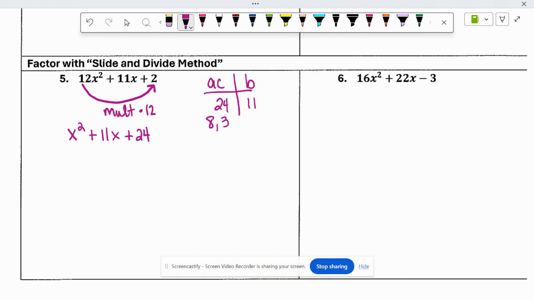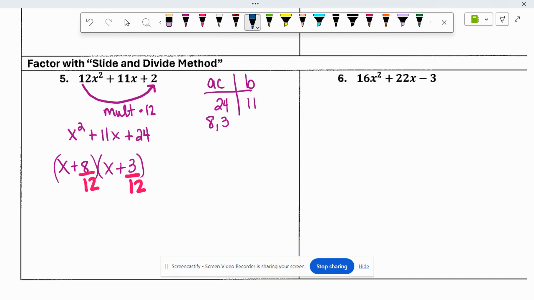Well, it's going to be 8 and 3. So that means x plus 8 times x plus 3. But once you do that, what do you have to do? You have to divide by 12. We're going to do this one all the way.